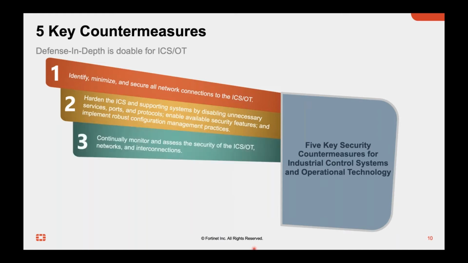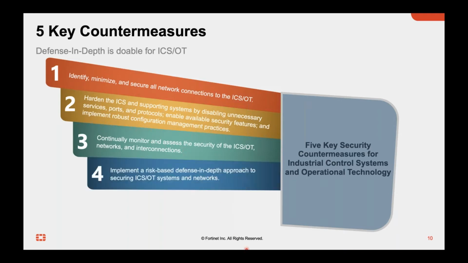The third point talks about continually monitoring and assessing the security of the ICS and OT environment, networks and connections. So centralized reporting, monitoring, and logging falls into this criteria. The fourth one is very important, which talks about implementing a risk-based defense in-depth approach to securing ICS and OT systems and networks. And we'll see an example of how that can be implemented through Fortinet technologies in upcoming slides.